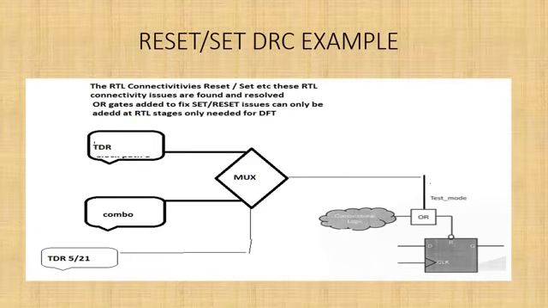Because of that, the mux line selects the combo logic which goes to the test mode of an OR gate, and hence you have a reset DRC. Just because of the wrong select line connection to the TDR bit.